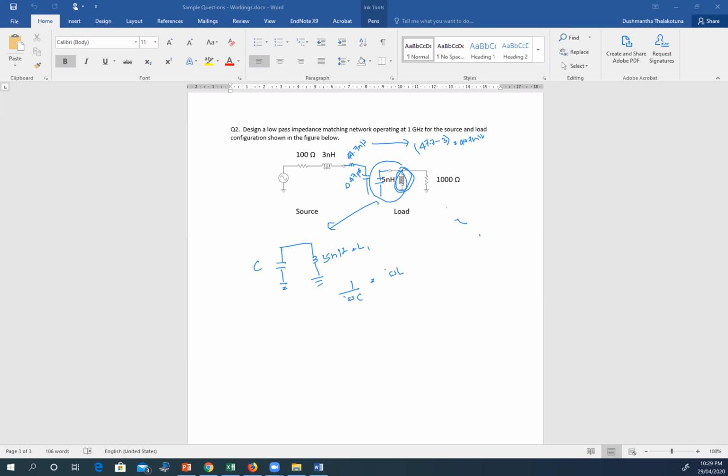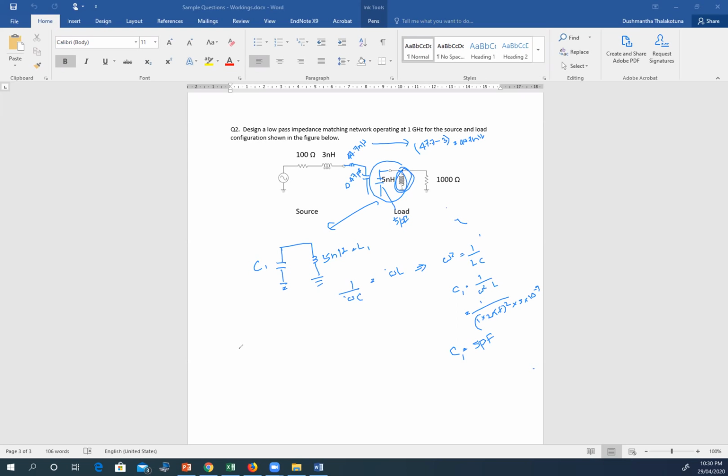So you have 1 over omega C equals omega L, which gives you omega squared equals 1 over LC. Now what you need to find is C, so you get 1 over omega squared L. That's 1 over 2 pi f squared times L, where L is the inductance of 5 nanohenry, 5 times 10 to the power minus 9. Once you solve that, you should get C1 of about 5 picofarad. So it needs another 5 picofarad.